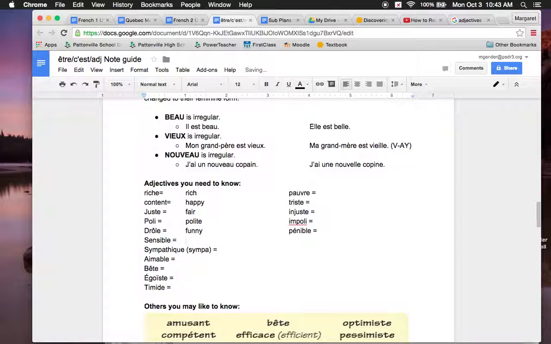Sensible, this is one of my favorite ones. Sensible is sensitive. Sympa or sympathique, if we want to say the full thing, is nice. Aimable, remember the verb aimer, to like? So aimable is pleasant or nice or essentially likable.